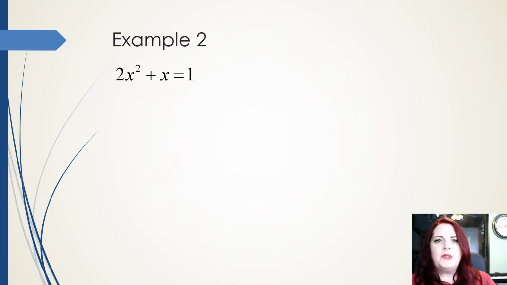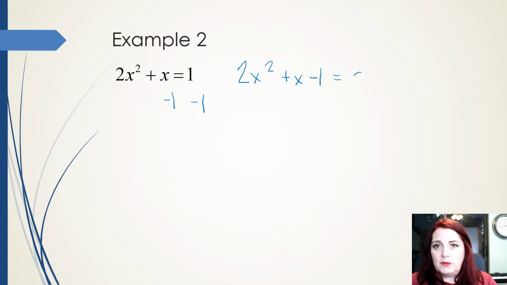So we have another one here. But before we can even start trying to solve for this, we want to make sure that the equation is set equal to 0. This one is not. It's set equal to 1. So I'm going to subtract 1 from each side, and I get 2x squared plus x minus 1 is equal to 0. Now it's equal to 0, and we're going to factor this trinomial. This trinomial is going to be factored into two binomials that equal 0.